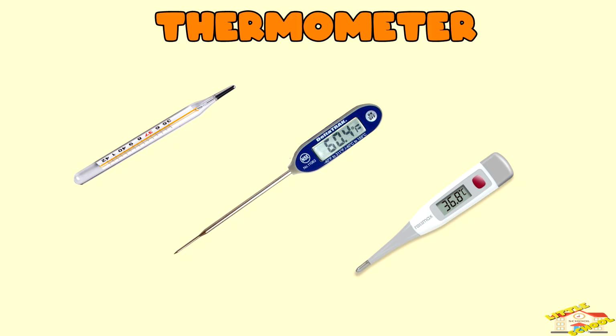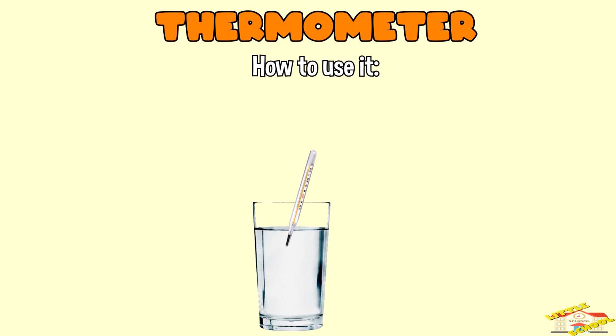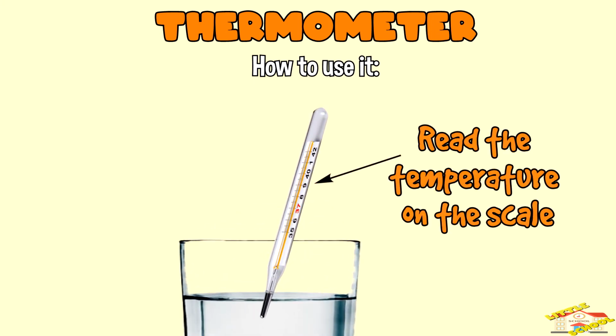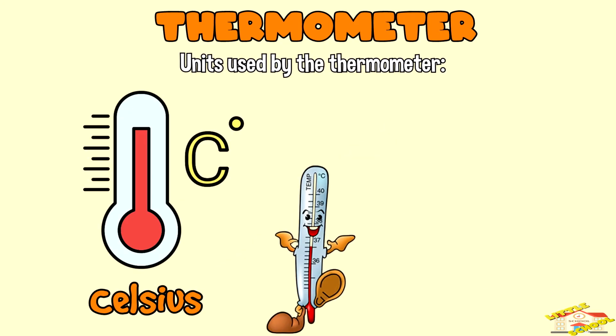Thermometer. What it measures: temperature. How to use it: place the thermometer in a glass of water and read the temperature on the scale. Units used by the thermometer are Celsius and Fahrenheit.